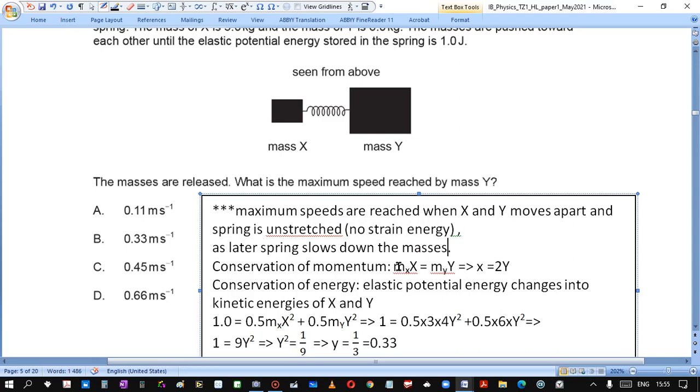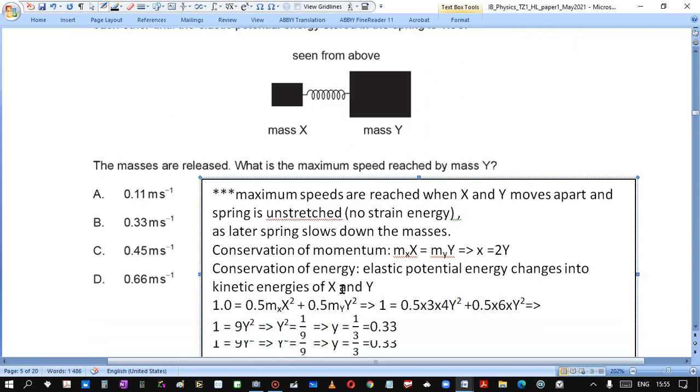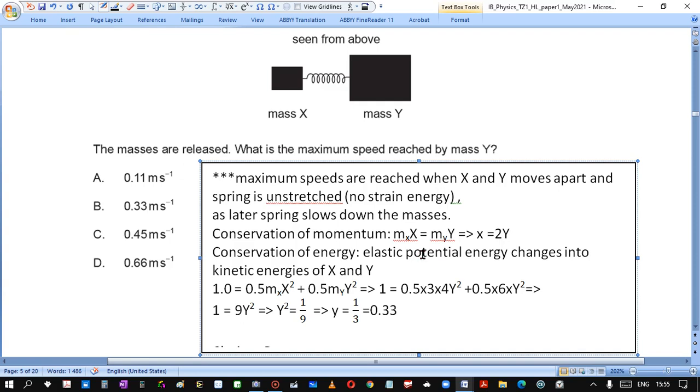Conservation of momentum tells us that the momenta are equal in absolute value but opposite for masses x and y. It means that x has 2 times more speed than y because it has 2 times less mass. Conservation of energy tells us that elastic potential energy changes into kinetic energy of x and y.